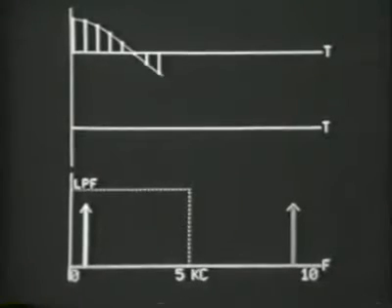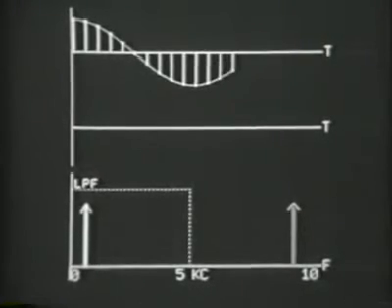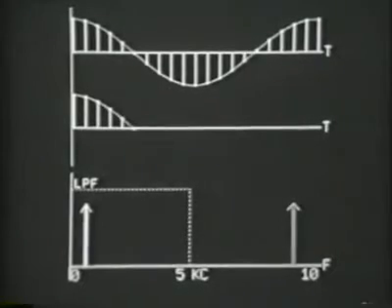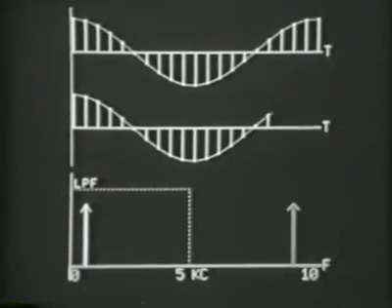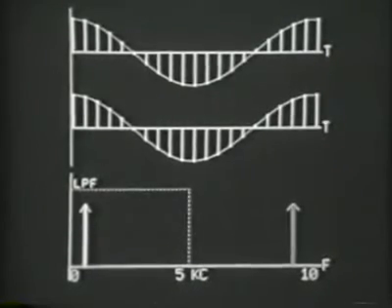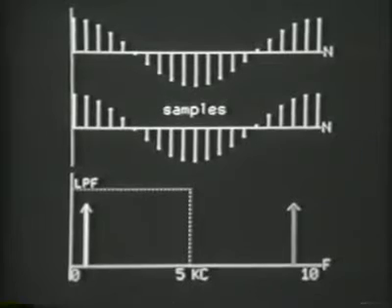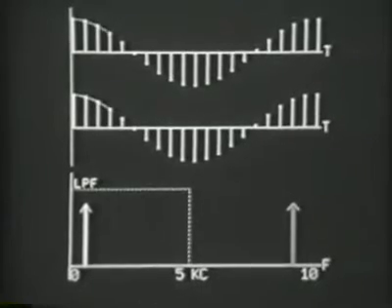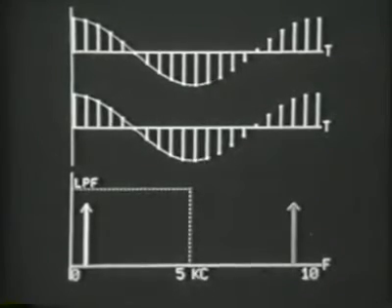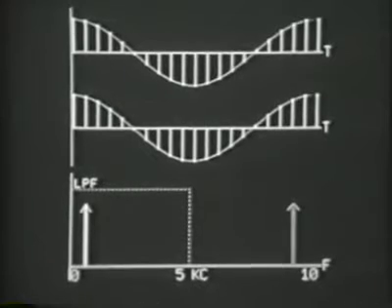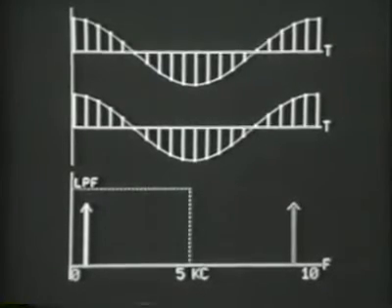So at the top we have the input sinusoid together with its samples. The bottom trace is the Fourier transform of the sampled waveform. The middle trace is the reconstructed sinusoid together with its samples. And notice, of course, that the samples of the input and reconstructed signal are identical. And also the input sinusoidal frequency and the output sinusoidal frequency are identical.